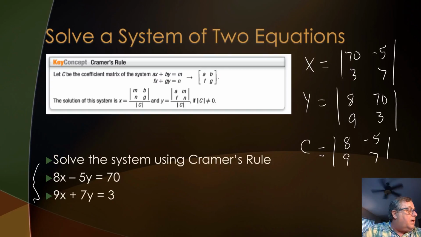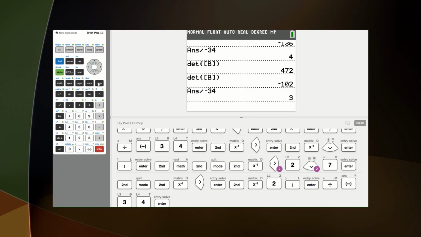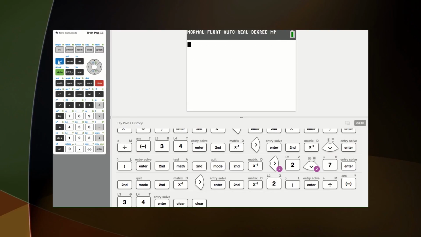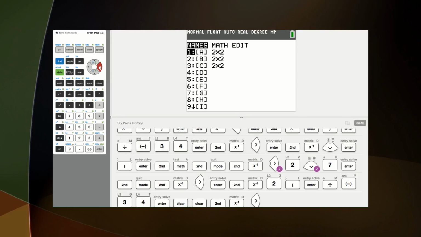All right, let's move back over to the calculator. And you could use diagonals on this. You may find it to be just as easy to do that. And if you do, knock yourself out. All right, so we're back on the calculator. I want to go ahead and make my changes to my matrices. I'm going to hit second matrix. We're going to edit matrix A first.